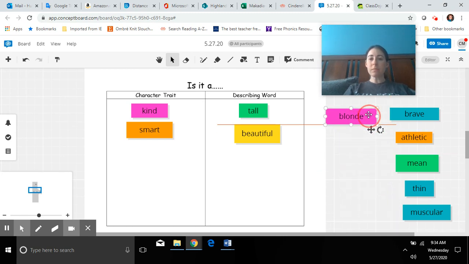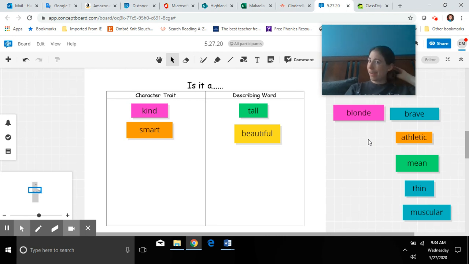Blonde. This might be a new word for some of us. Blonde means a person that has hair that's kind of a yellow color, like in the movie Tangled, Rapunzel is blonde. Her hair is yellow. Elsa in Frozen, she has blonde hair. Could I look at someone and say, oh, they are blonde? Could I look at their hair and say, ooh, it's that color? Yes? No?